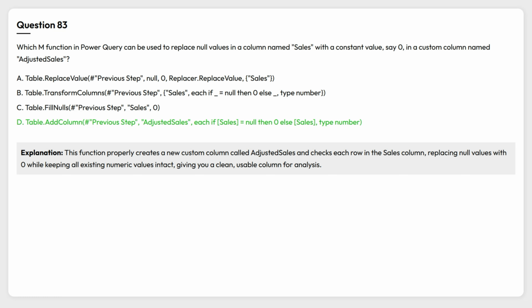This function properly creates a new custom column called adjusted cells and takes each row in the cells column, replacing null values with 0 while keeping all existing numeric values intact, giving you a clean, usable column for analysis.